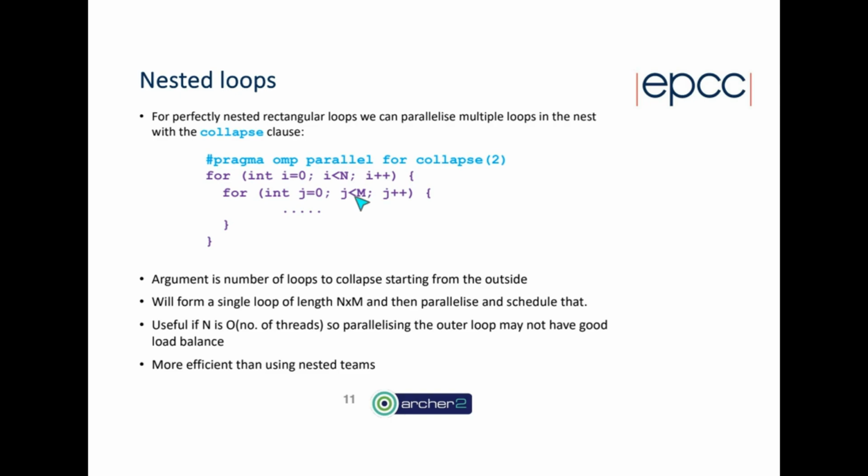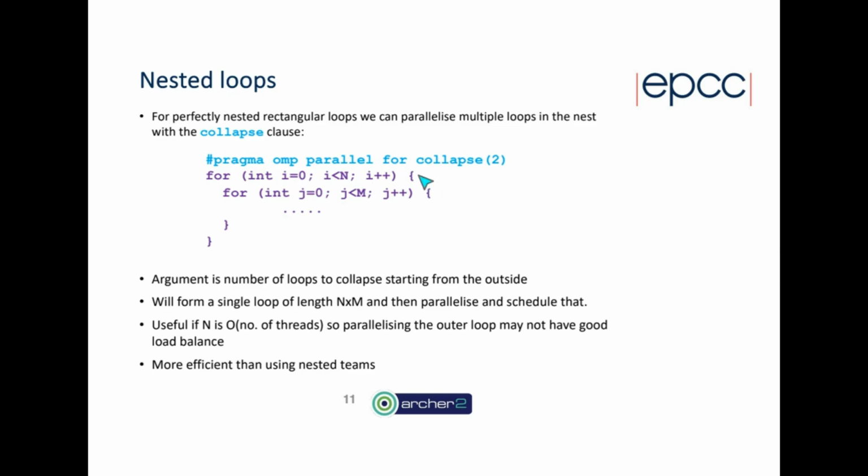So this is useful, for example, if the value of n here is approximately the number of threads. If it's exactly equal to the number of threads, then you might be fine. But if it's slightly less than the number of threads or slightly more than the number of threads, then you're not going to get very good load balance by just parallelizing the outermost loop. So if you're in that kind of situation, then it might be useful to exploit parallelism in more than one loop in the nest.